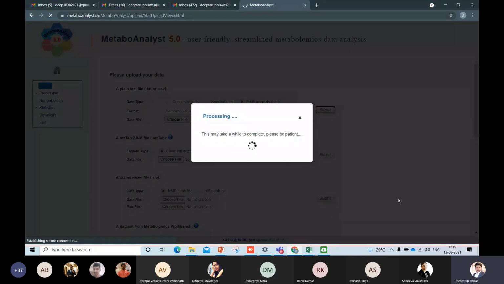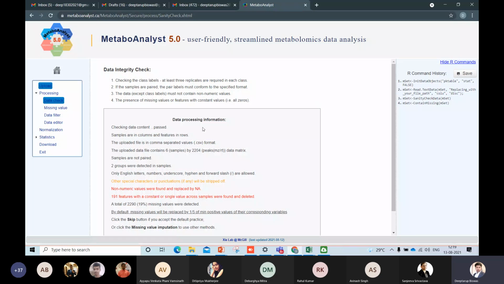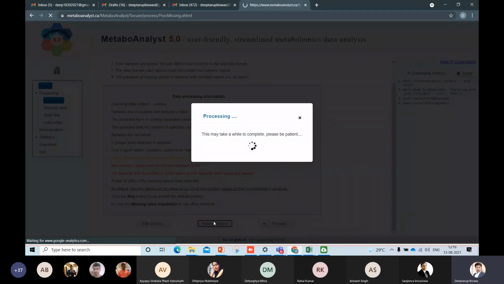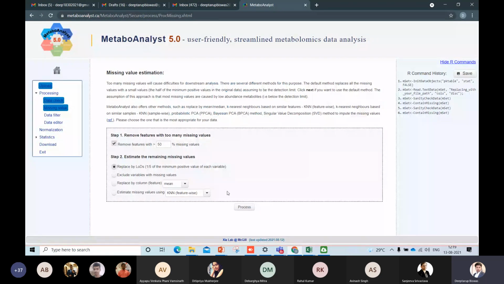It is taking some time. So it will give you an idea of how the data is actually looking. For example, like this, you can see over here there are a total of 19% missing values, and these 19% missing values need to be filtered and also estimated. As I have told, we need to make sure that we are not giving very relaxed parameters, because an increase in missing values will decrease the actualness of the data.